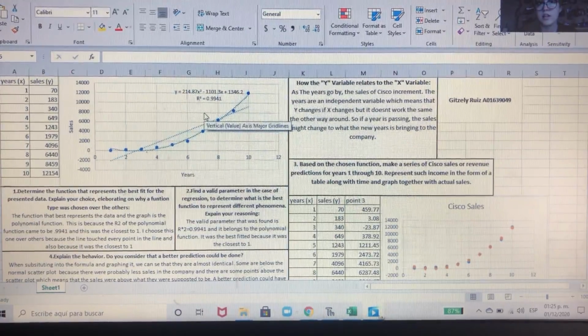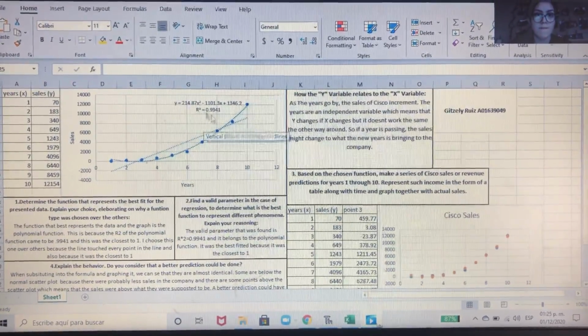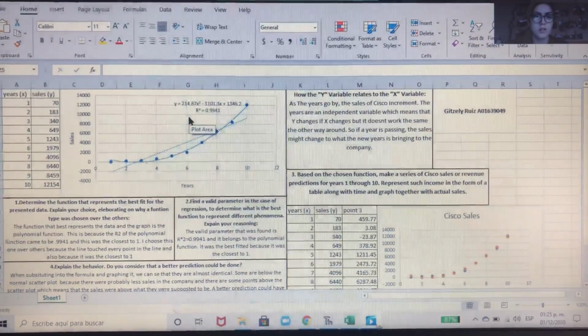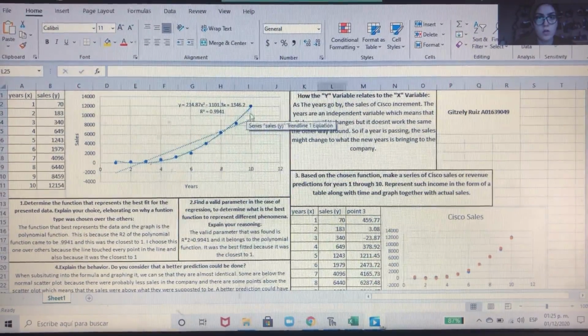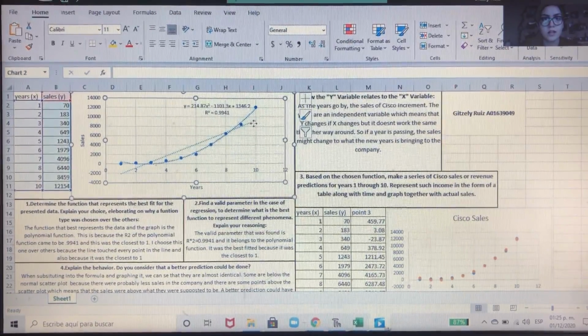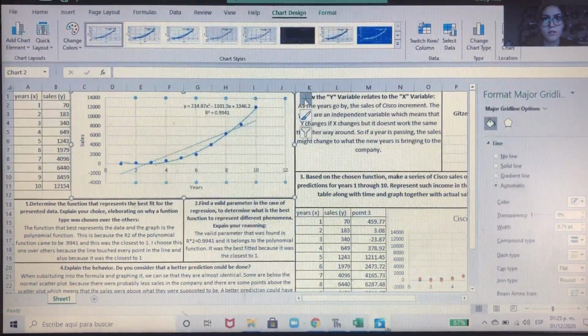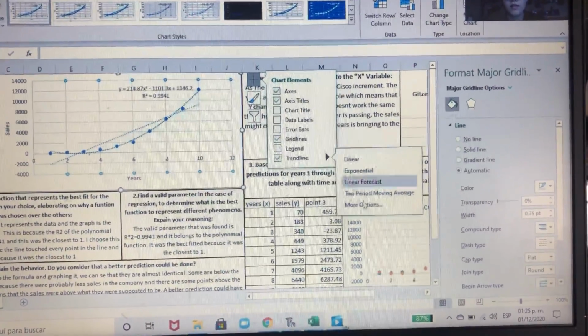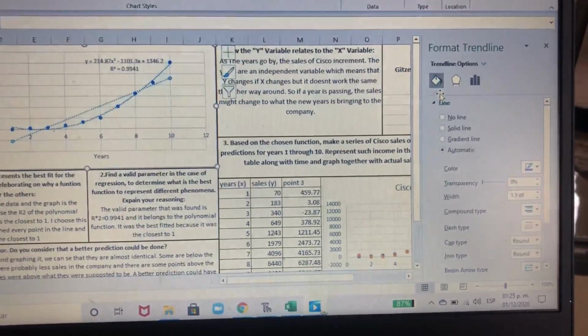I chose this because I think the polynomial function is the best one, because I was searching up ideas, and I searched on the internet, and I found that the perfect one is always going to be the one that's closest to R2 equals 1. So I tried a lot of them, and this is what I did. Trend line, more options.